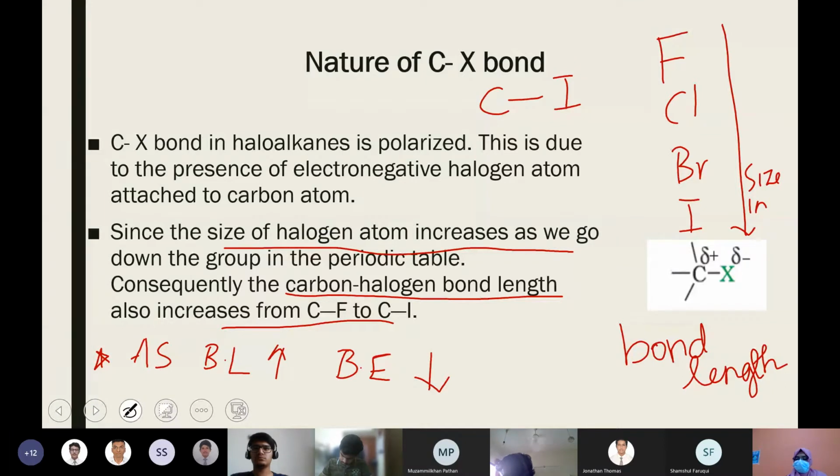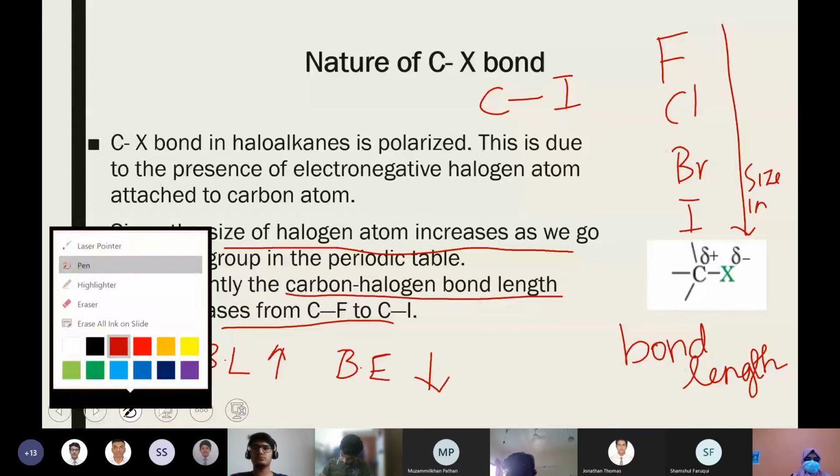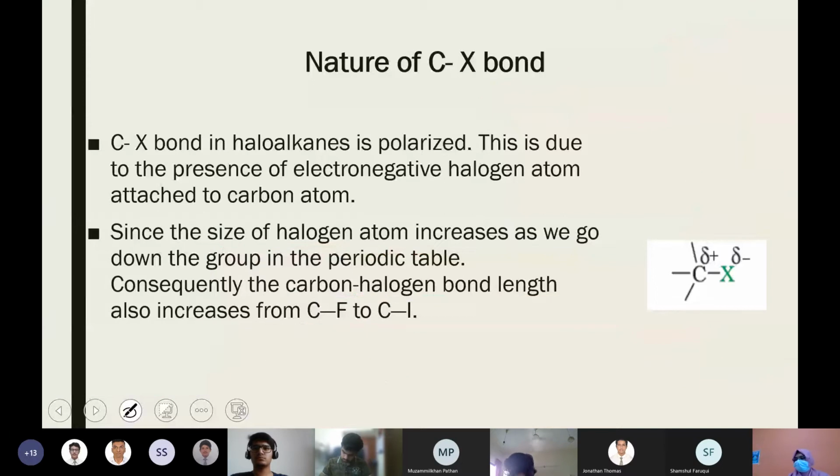Bond energy can refer to bond formation or bond dissociation, but here we are specifically talking about dissociation. So write it as bond dissociation; just write the full thing. As bond length increases, bond dissociation enthalpy or bond dissociation energy decreases. So that is what adds to the reactivity of the compound: the weaker or longer the bond, the easier it is to break down and take part in a chemical reaction.